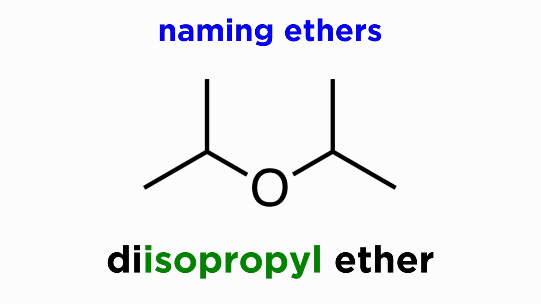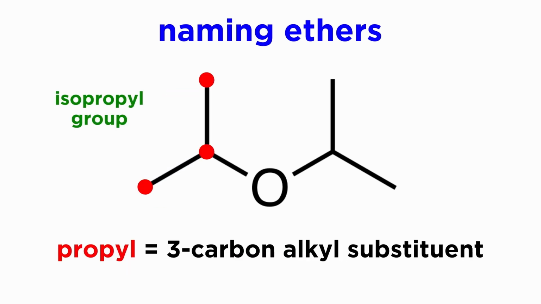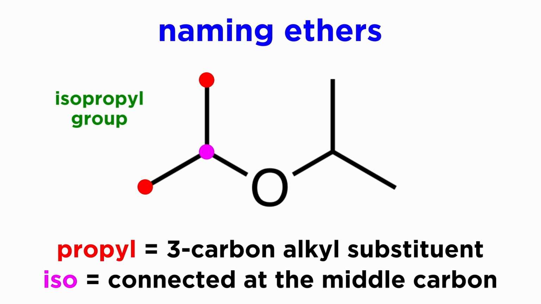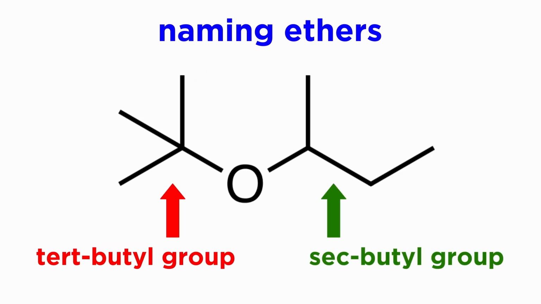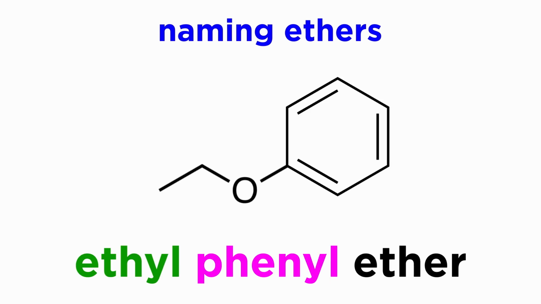This is diisopropyl ether. This is an isopropyl group, with propyl for the 3 carbons and the prefix iso for the configuration, as this is not a straight chain, but is connected by the middle carbon. 2 other similar groups include tert-butyl groups and sec-butyl groups, whereby the prefixes tert and sec refer to these carbons, which resemble tertiary or secondary carbons according to the number of other carbons they are attached to within the substituent, either 3 or 2. And of course, there can be larger substituents as well, such as with ethylphenyl ether and so forth.